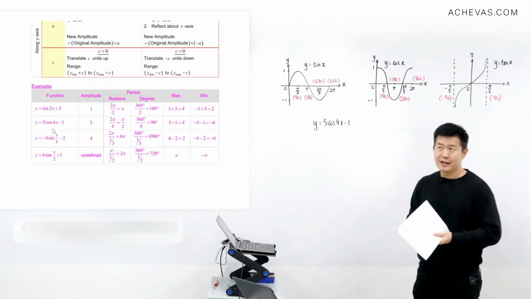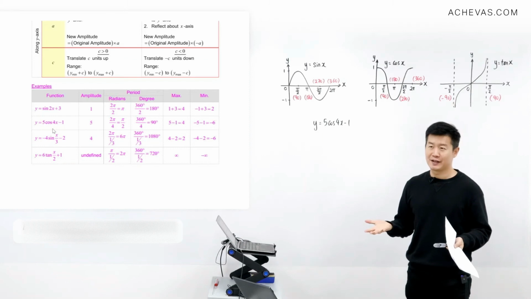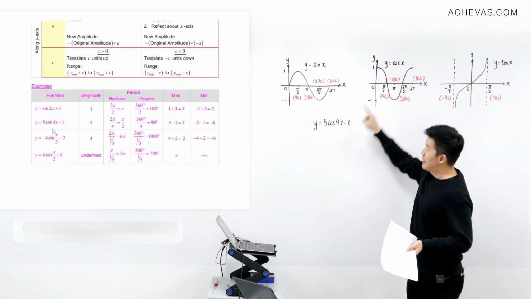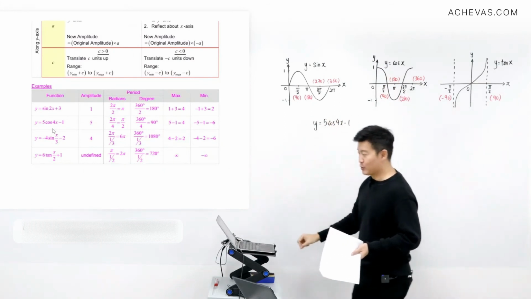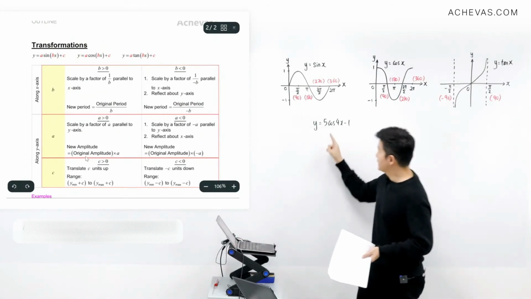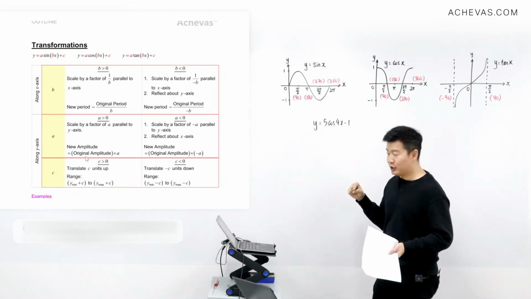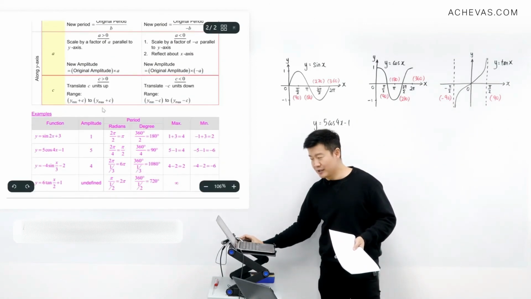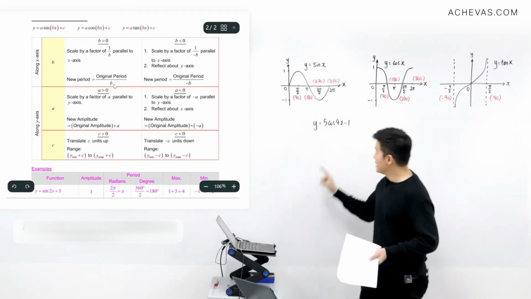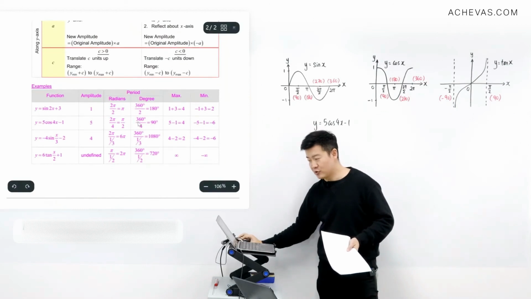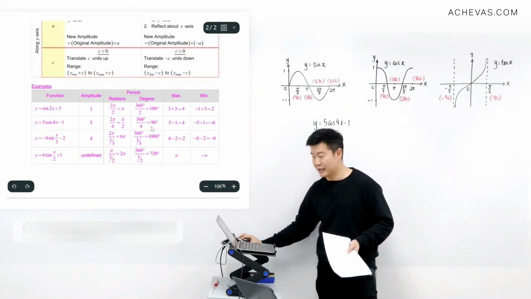If you were to look at this, can we first predict what is the amplitude? The amplitude will be the original amplitude, which is 1, multiplied by 5. I'm using what I have here. A is going to affect the amplitude. In this case, A is 5. So what is the new amplitude? 5. What is going to be the new period? The new period is going to be the original period divided by B. In this case, B is 4. So it is going to be the original period, 360 degrees, divided by 4. So the new period is going to be equal to 90.